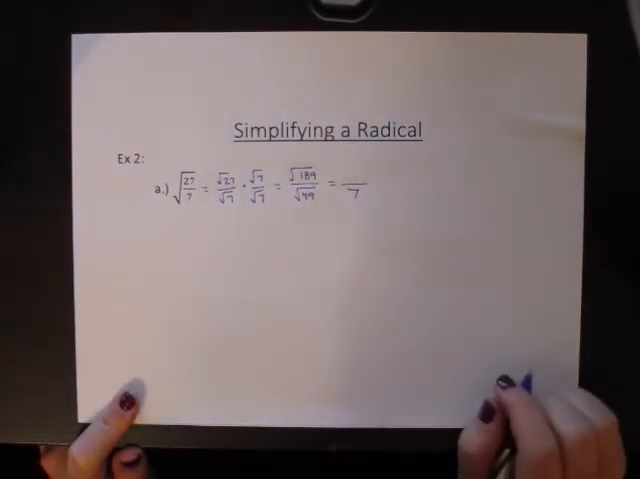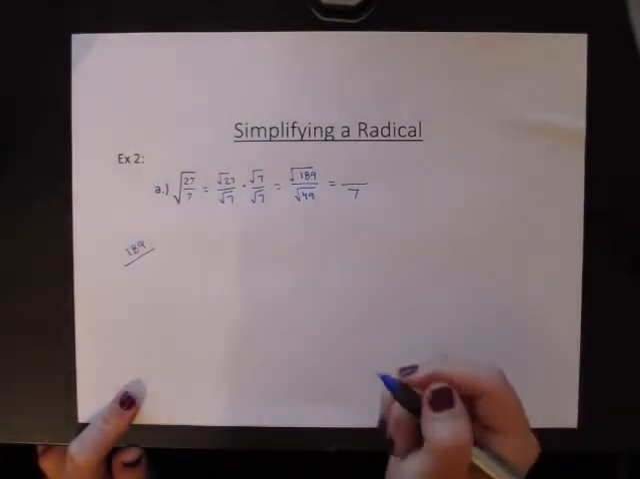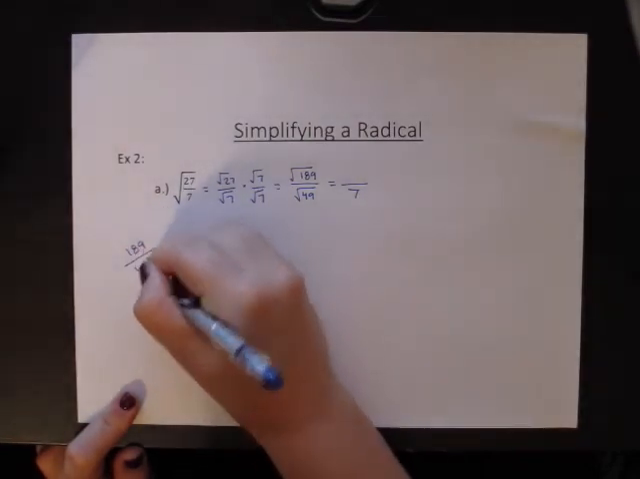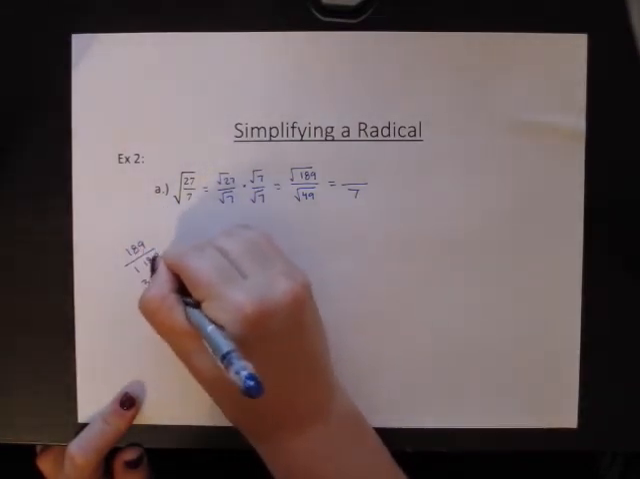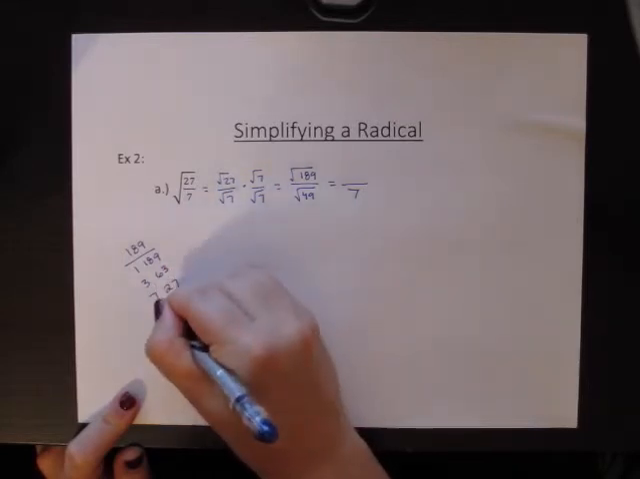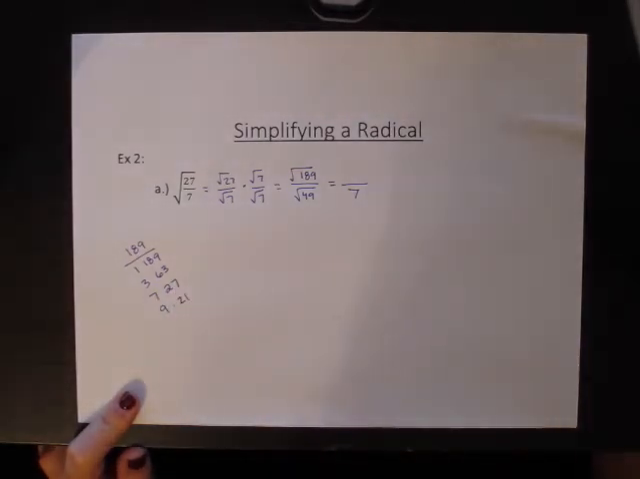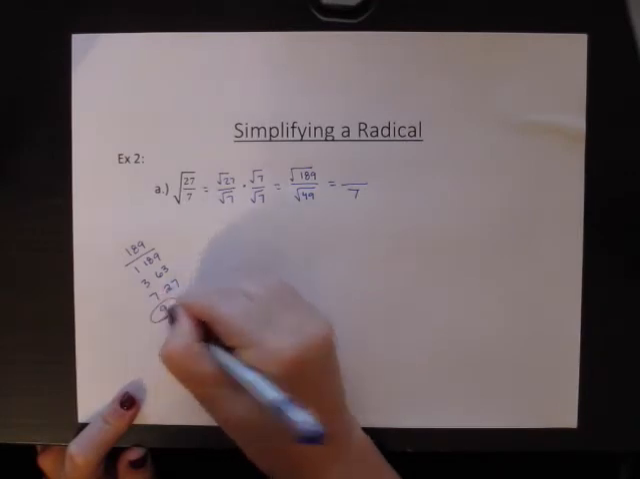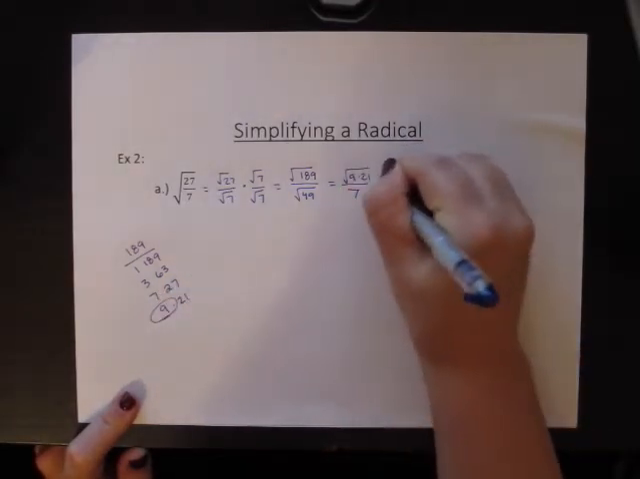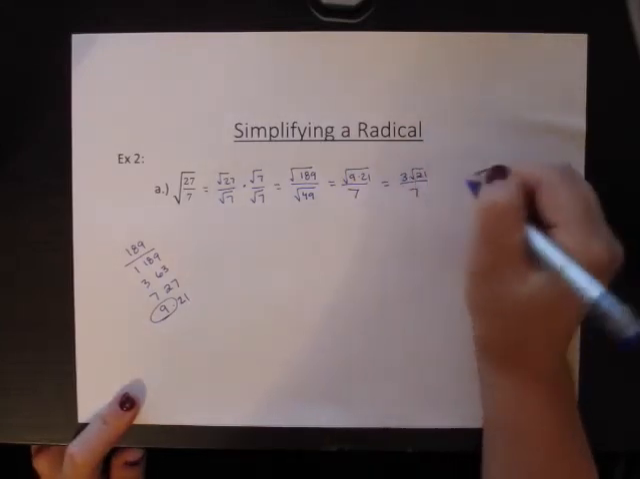And now all we have to do is clean up the top. So for 189, we get 4 factors. So 1 and 189, 3 and 63, and then 7 and 27, and then we get 9 and 21. So we're looking for a perfect square. The only perfect square that I have is the 9. So I would do the square root of 9 times 21. And the square root of 9 is going to be 3 square root 21 over 7.